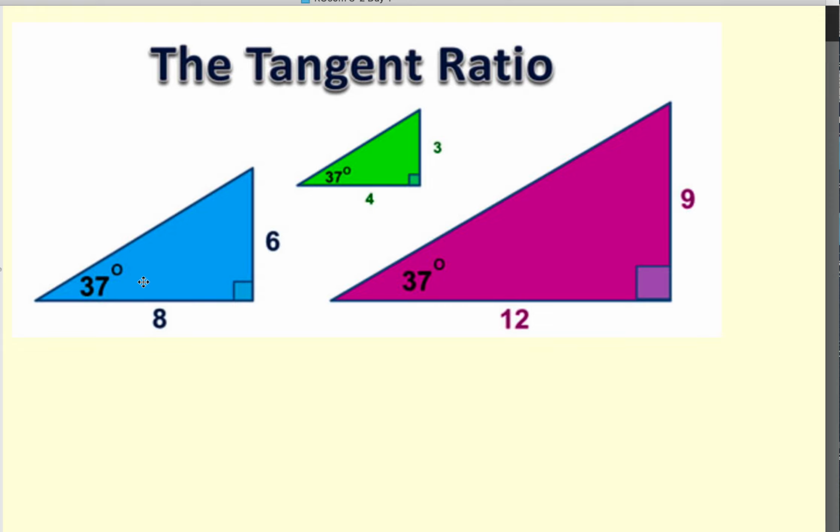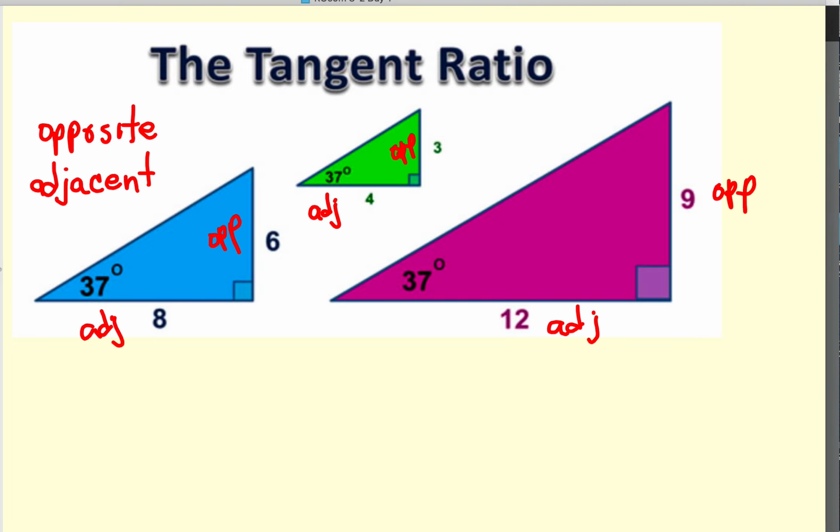All of these triangles are similar, and let's take a look at the sides, or the legs, of these right triangles. I'm going to use the words opposite and adjacent. So this leg is opposite the 37 degrees. This leg is adjacent to the 37. Opposite, adjacent, opposite, adjacent. Let's go ahead and write down this ratio of opposite over adjacent.